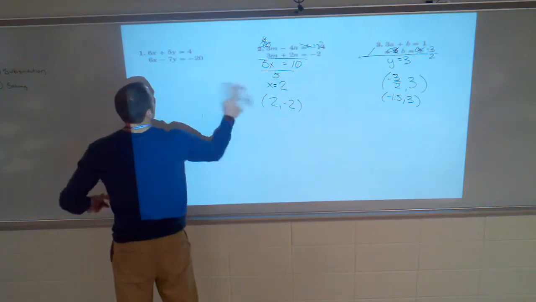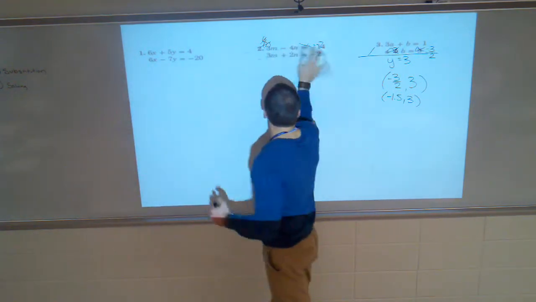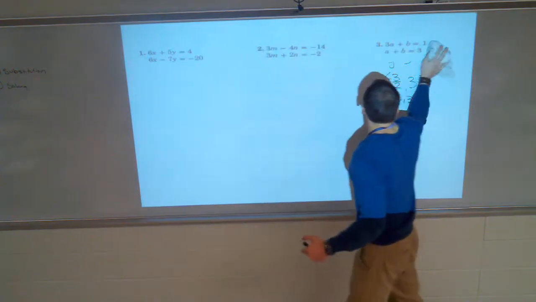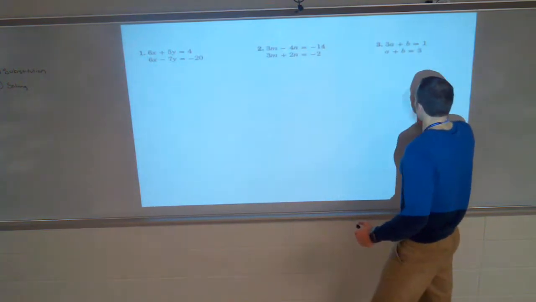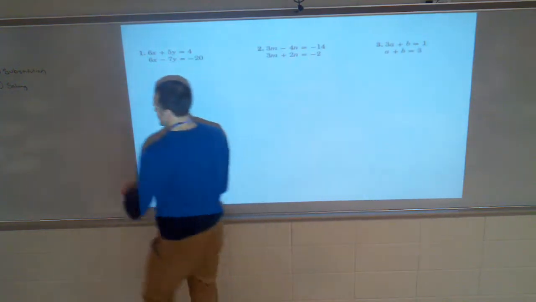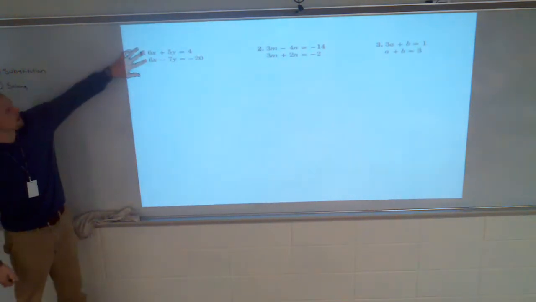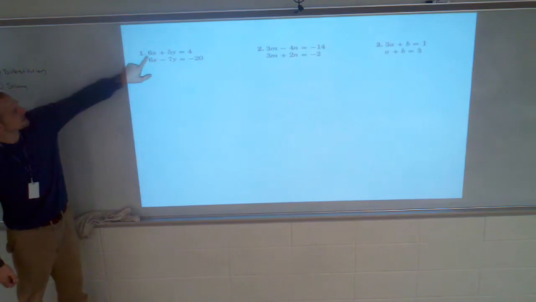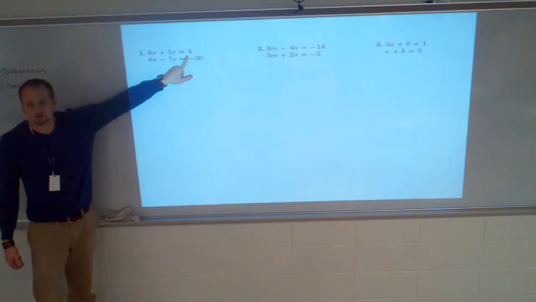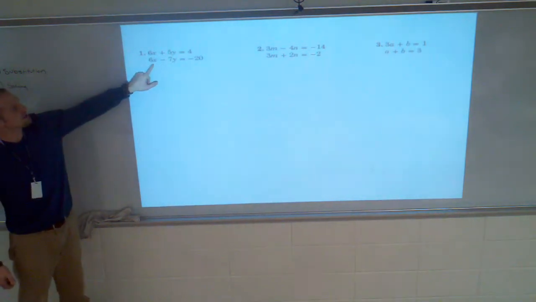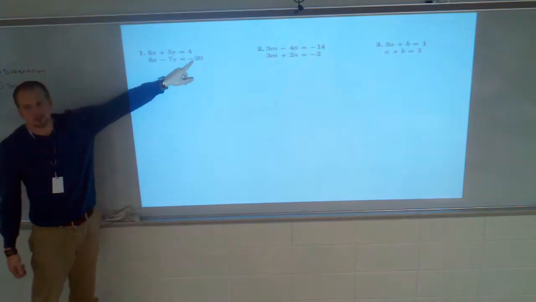Now, this one is a little bit harder. Look at number 1 right here. I know it's a little bit tougher to read. You've got 6x plus 5y equals 4. And down here, 6x minus 7y equals negative 20.